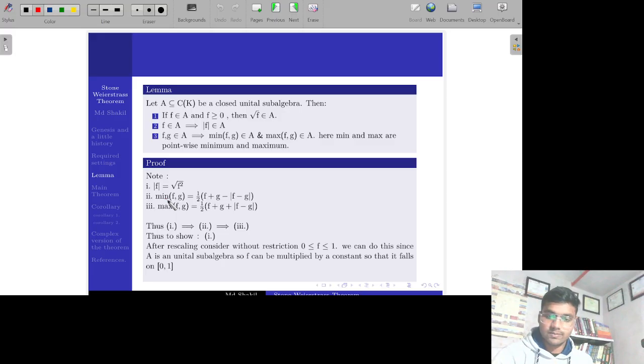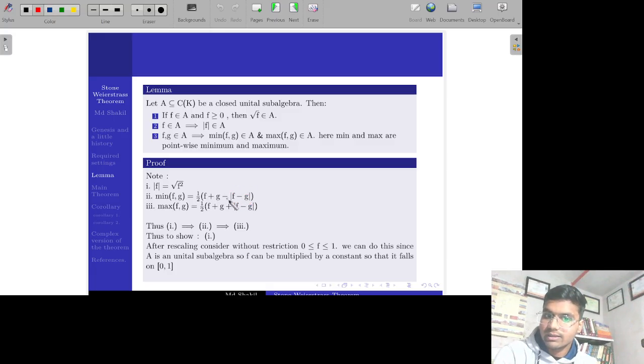There is an identity for finding the minimum of functions f and g at a specific point. That is equal to 1 by 2 times f plus g minus mod of f minus g. How is it true? Let us suppose at least one of them should be minimum. Suppose f is minimum among f and g. Now if f is minimum, then f minus g will be negative. So mod of f minus g will be the negative of f minus g, meaning g minus f.